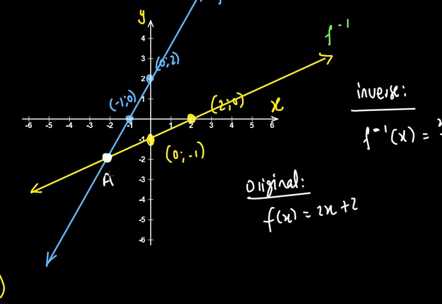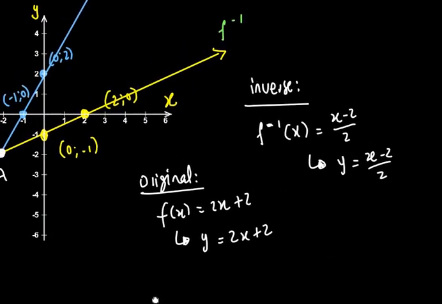Now, if I wanted the point of intersection, that means I must solve simultaneously. But actually, since this thing can be written as y is equal to 2x plus 2, and this thing can also be written as y is equal to x minus 2 over 2, at the same time y is equal to that. That means I can equate the two y's, right? So that means I can write that as what?